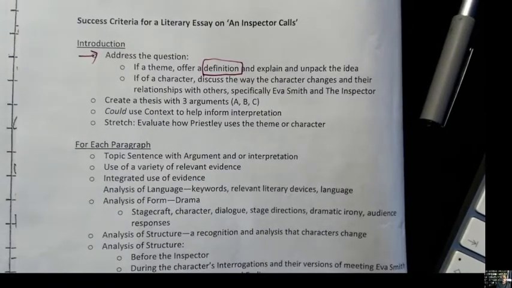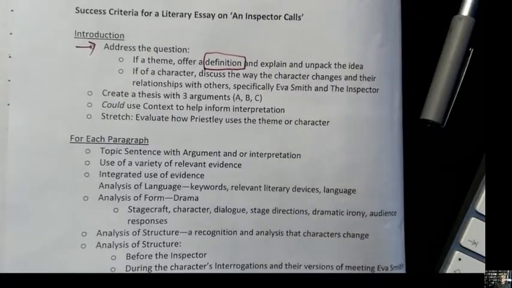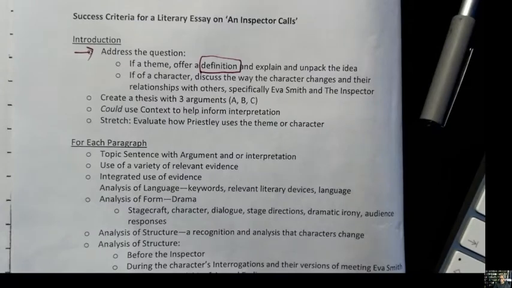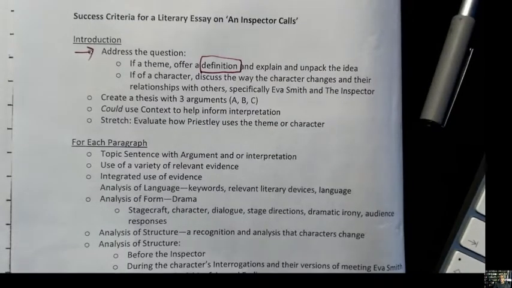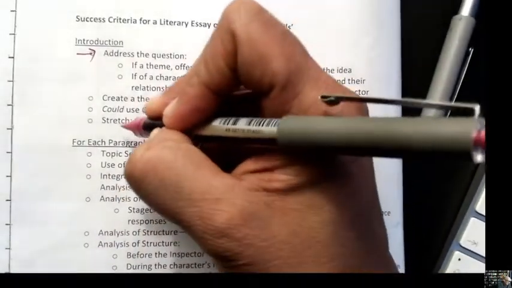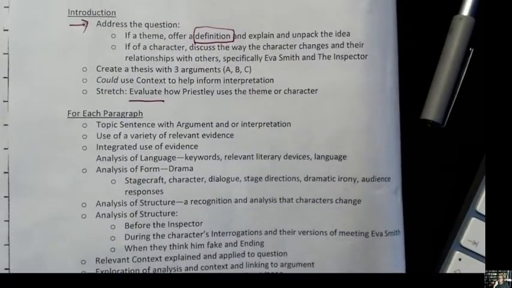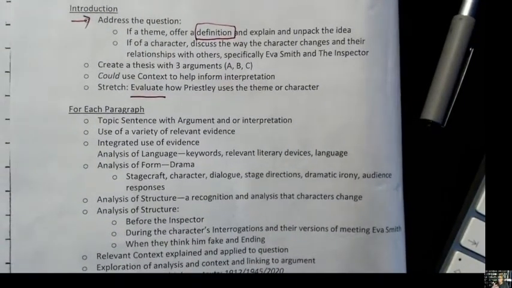A thesis is an overall argument, and what we're trying to get you to think about is three arguments that accumulate to one bigger thing. So a great introduction would outline your main thesis for what you're arguing. You could use context, but you don't need to. If you're really on it, you can already start to evaluate how well Priestley uses this theme or character. What are the failings? What are the things that change?